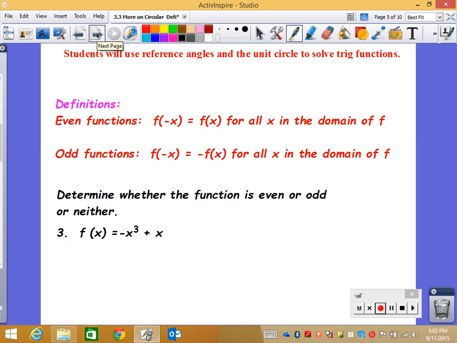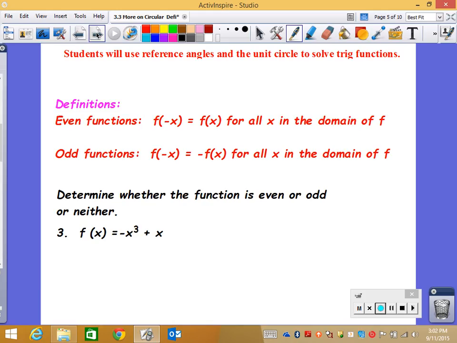So we're going to switch gears now into probably the most difficult section in this whole chapter, and that's even and odd functions. So an even and an odd function simply means this. If I plug in for an even function, if I plug in a negative x, it's going to spit out f of x. Now let's really dive into what that means.